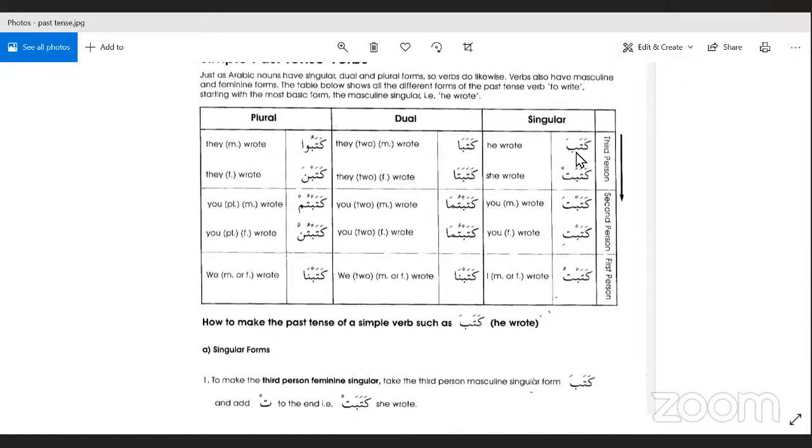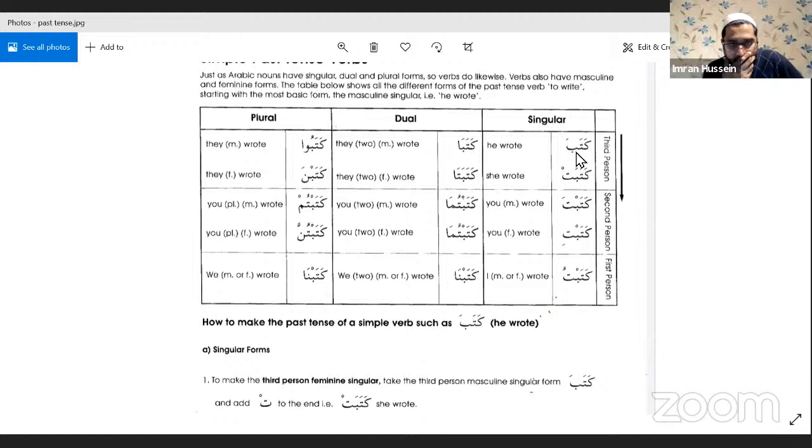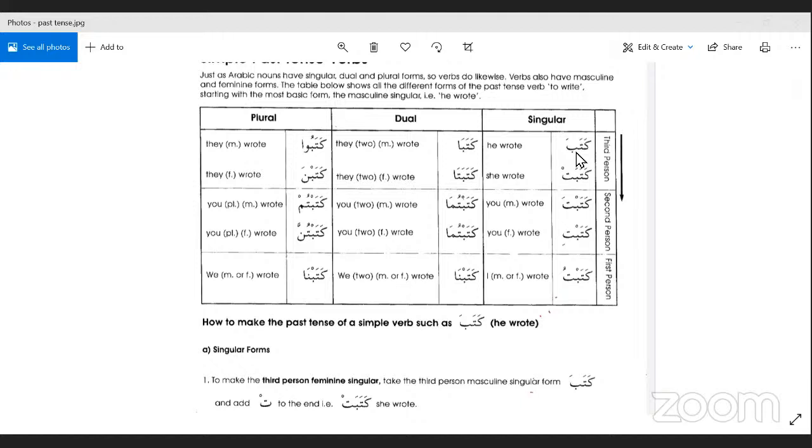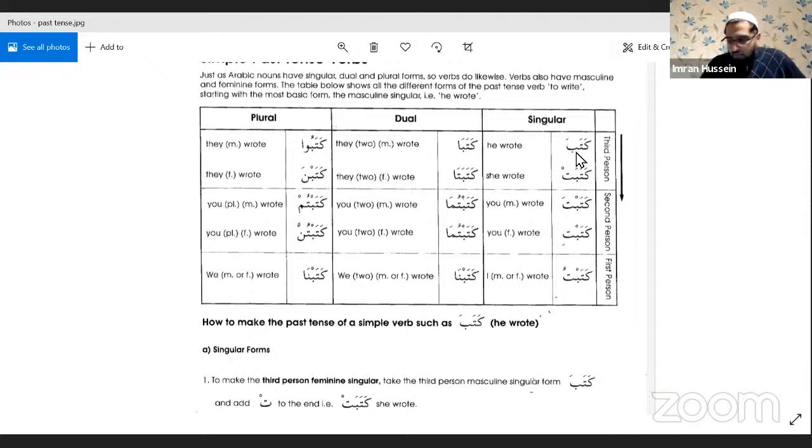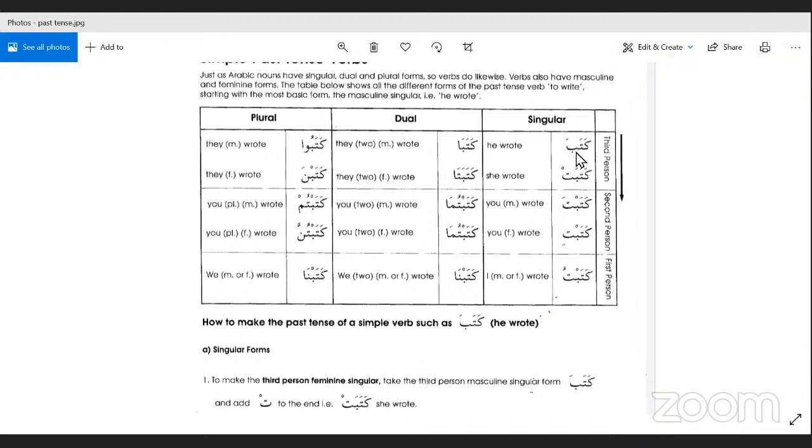So dakhala, he entered. Dakhala, they two male entered. Excellent. Dakhalu, they all male entered. Dakhalat, she entered, female. Excellent. Dakhalata, they two female entered. Dakhalna, they all female entered.